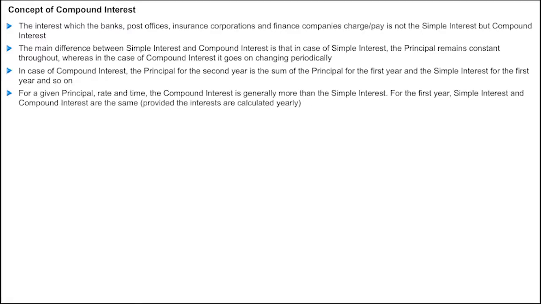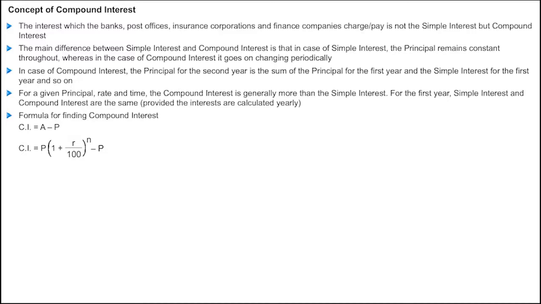Now, for a given principal, rate and time, generally the compound interest is more than the simple interest. For the first year, simple interest and compound interest will be same, provided the interests are calculated yearly. So, we have to remember that compound interest is more than the simple interest. Now, what is the formula to find out the compound interest? We know that interest is nothing but amount minus principal. So, compound interest will be amount minus principal, which can be written as P into 1 plus R upon 100 whole raised to n minus P.